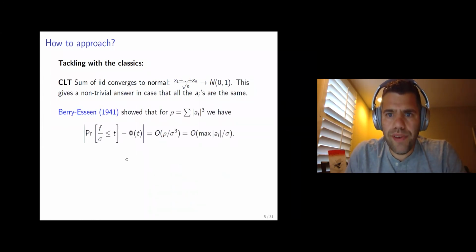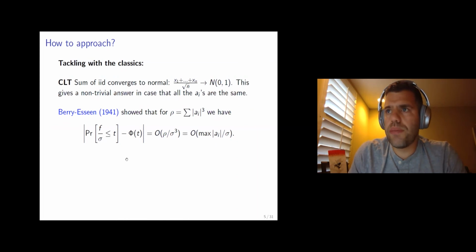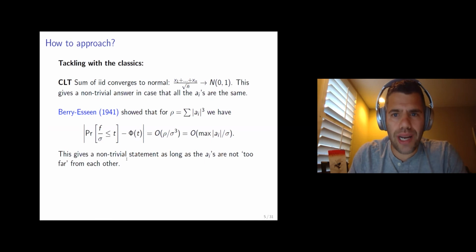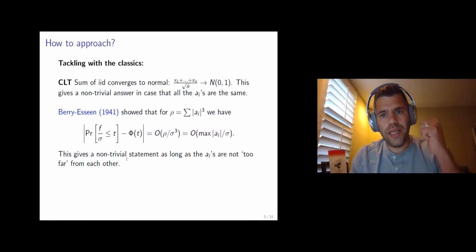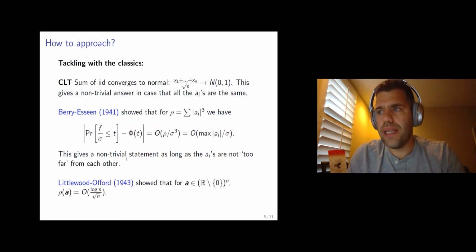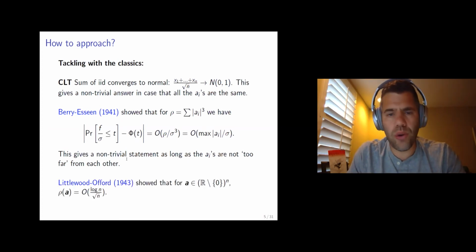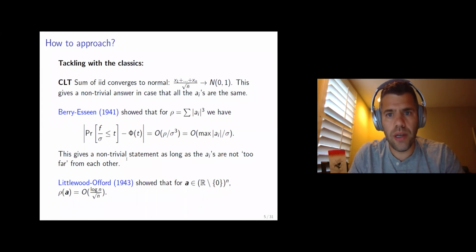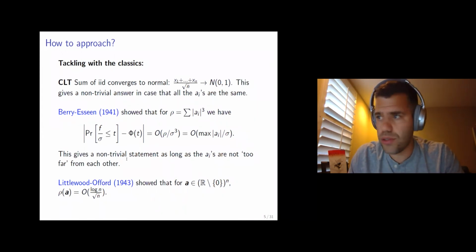And a more quantitative version of the central limit theorem, which is the Berry-Esseen theorem, also gives us a non-trivial answer, also in cases where the AIs are not exactly the same, but they cannot differ too much from each other. But already in 1943, Littlewood and Offord, when they asked the question, gave an almost optimal answer. And they showed that the atom probability is at most log n over square root of n without any assumption on the AIs, just that all of them are non-zero.